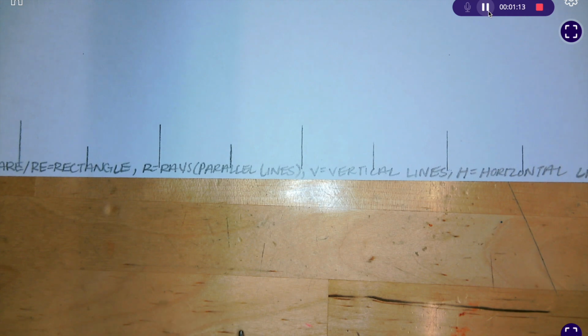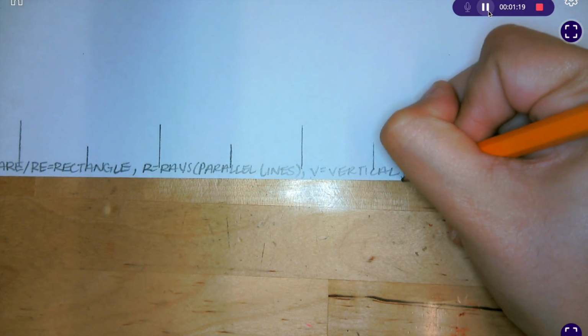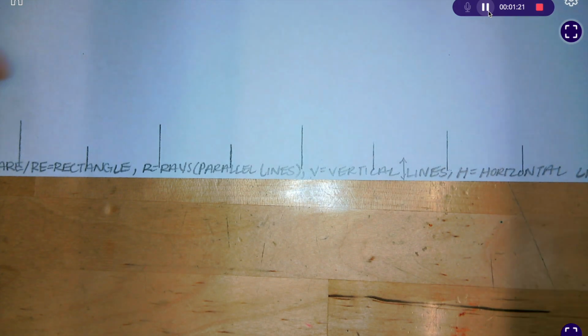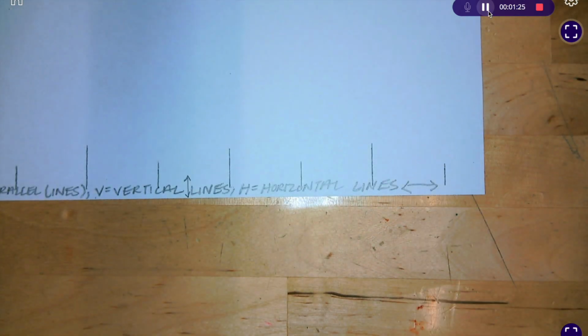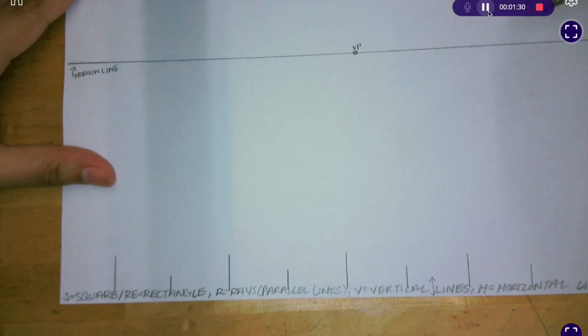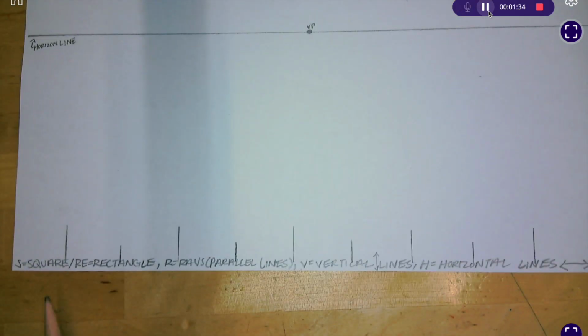Now, if you forgot what direction vertical and horizontal lines are, vertical, they go up and down. Okay, and then horizontal lines, those go side to side. And so this is what we should be seeing at the bottom of your paper. Okay, square, rectangle, rays, vertical lines, horizontal lines.